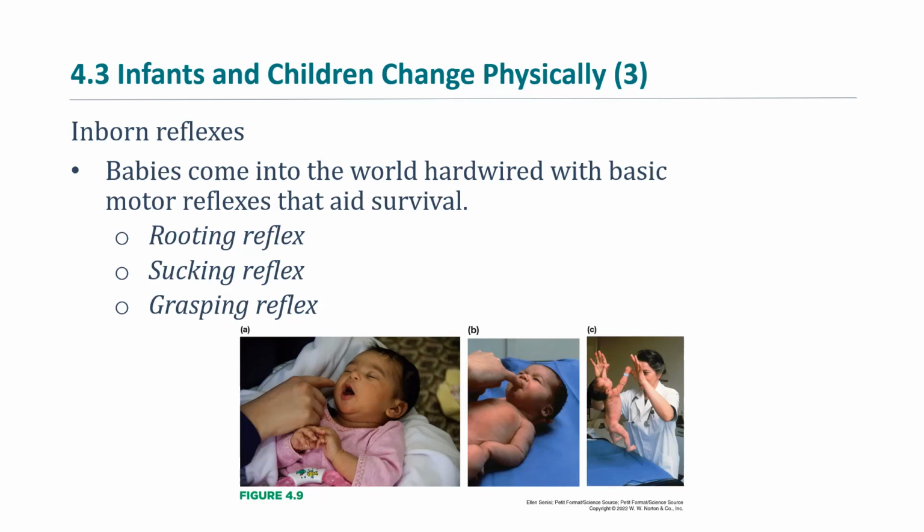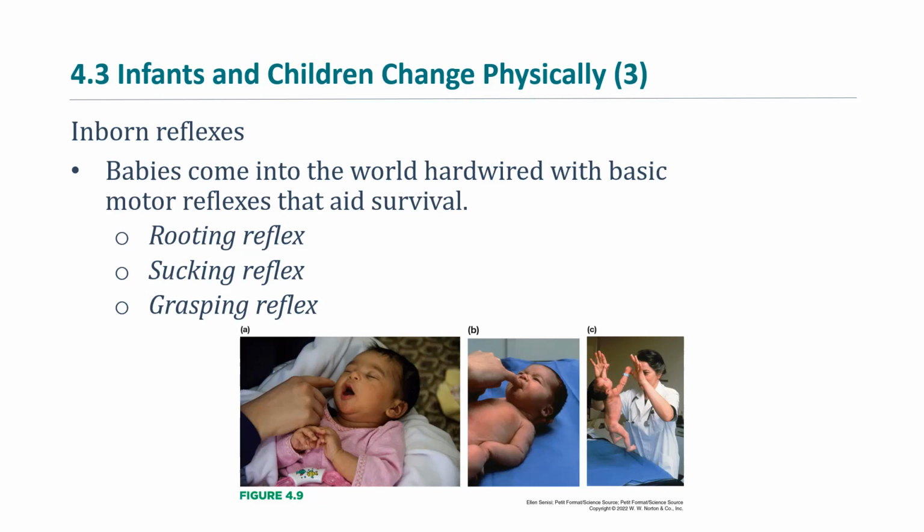So the rooting helps them find the nipple. The sucking reflex is once the nipple enters the mouth, they will automatically suck on it. They don't have to learn to do it. It's a reflex. And this is why if you put your finger in, as this person's doing, they will suck on it as if it's a nipple, even though they're not getting any nutrition from it, but because it's a reflex, they don't really have a decision.